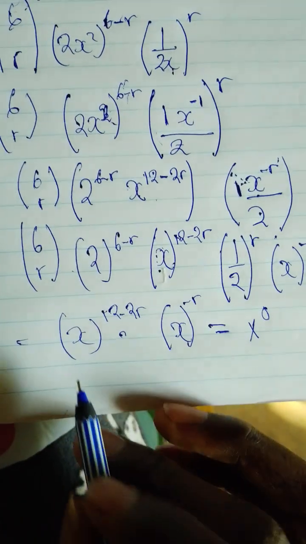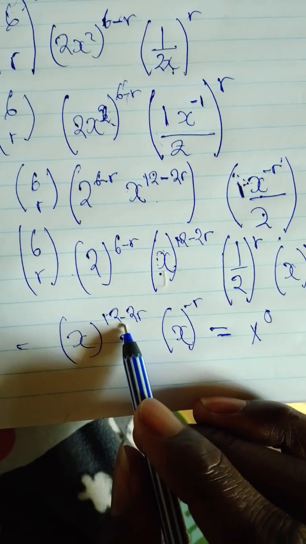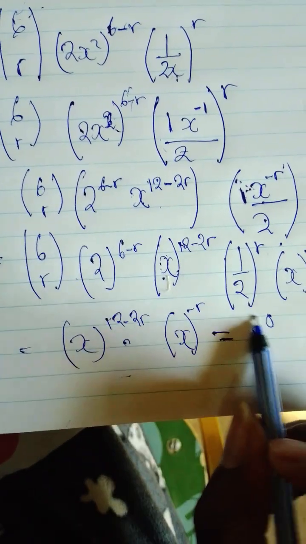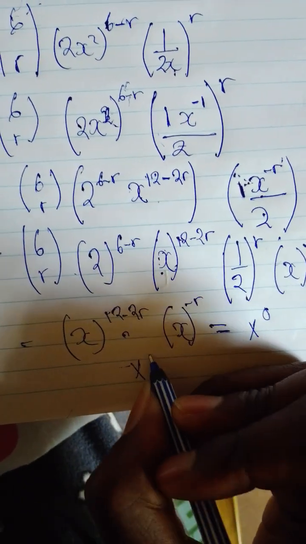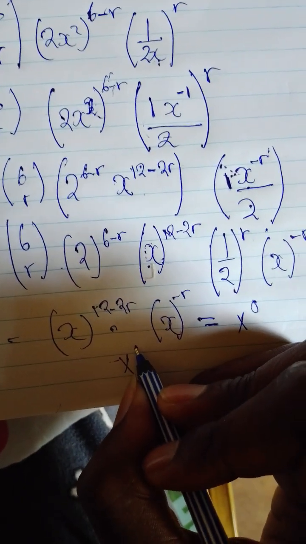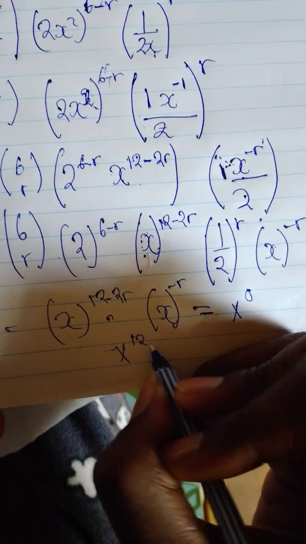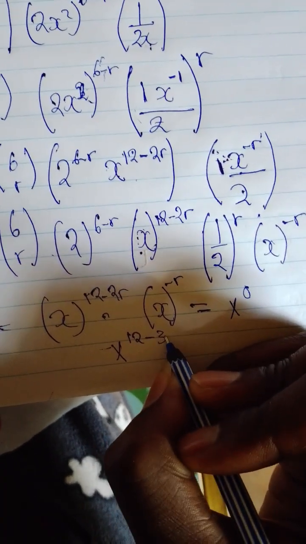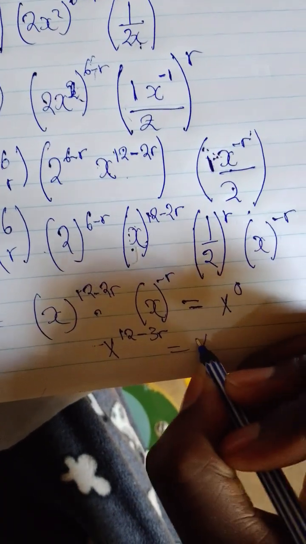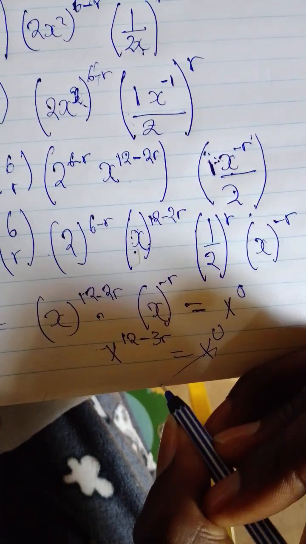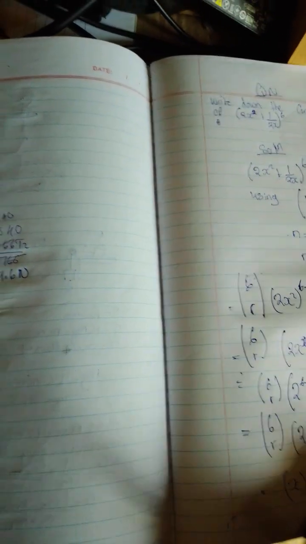Always equate them to x power 0. When we add the powers, this will be x power 12 minus 3r is equal to x power 0. You know that this and this x will cancel. So our 12 minus 3r will be equal to 0.